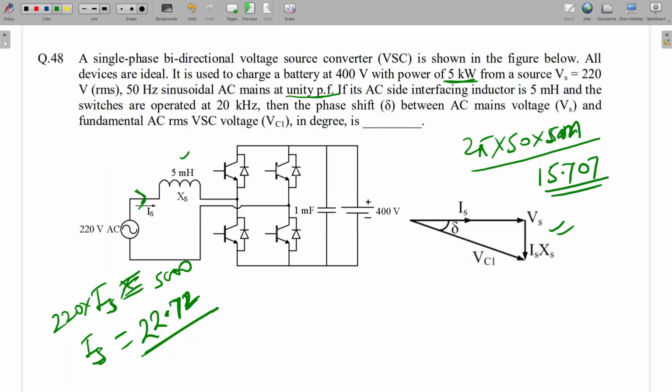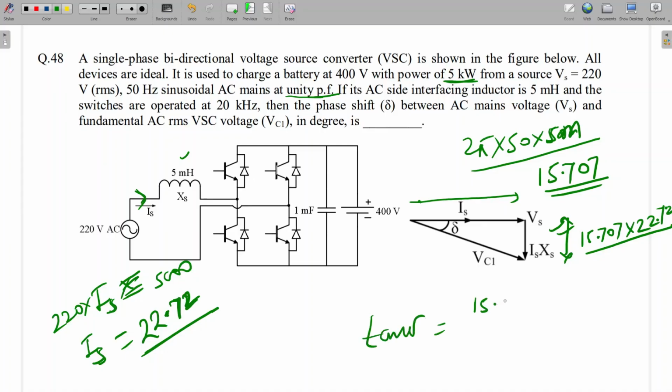Okay. So what will be this value I into X? This length is I into X. This is Vs. So this will be 15.707 into 22.72. That will be this value. We can calculate delta from this diagram. Tan delta equals 15.707 into 22.72 divided by 220. Okay.